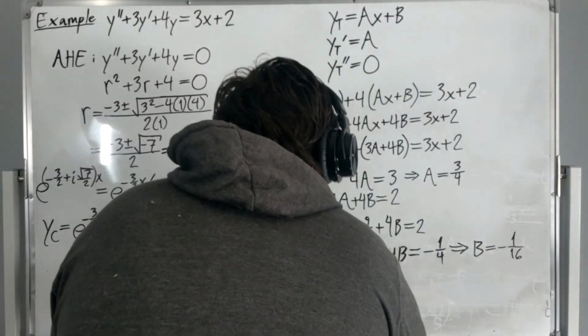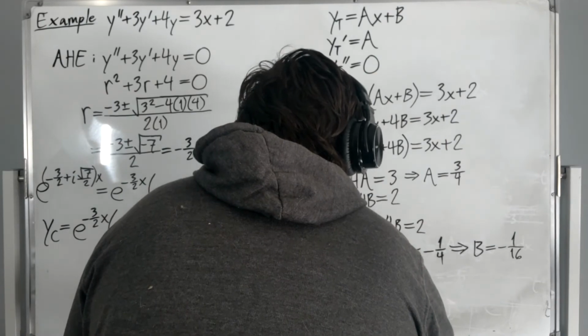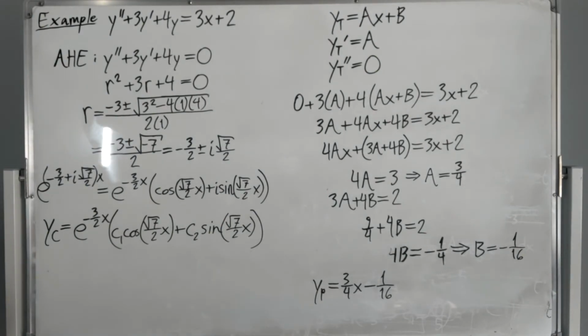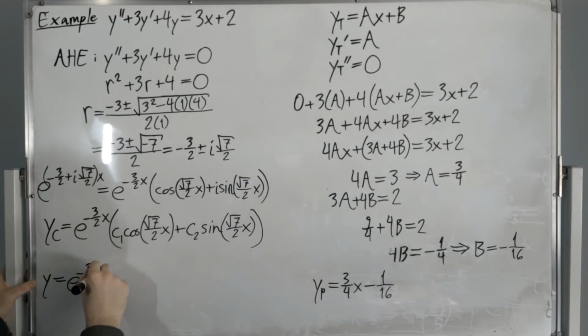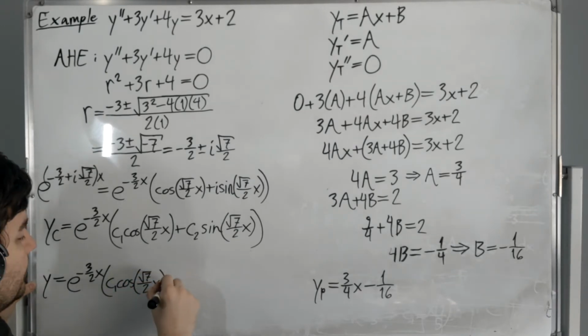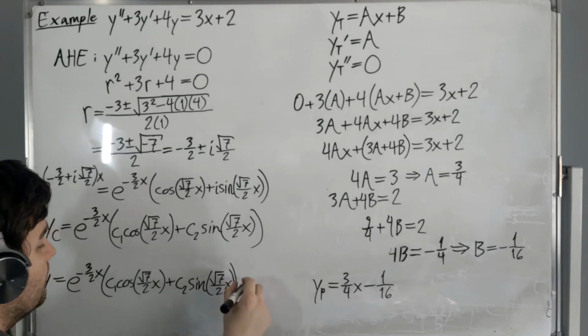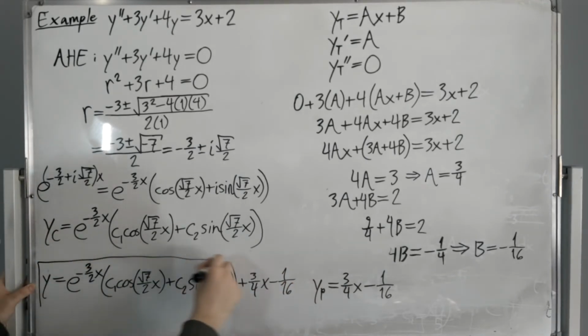So the particular solution that we were looking for is going to be 3/4 x minus 1/16. And then finally we're done because we just add the complementary family to the particular solution. To get the general solution, e to the negative 3/2 x times c1 cosine of root 7 over 2 x plus c2 sine of root 7 over 2 x. Add to this 3/4 x minus 1/16, and that is our general solution.